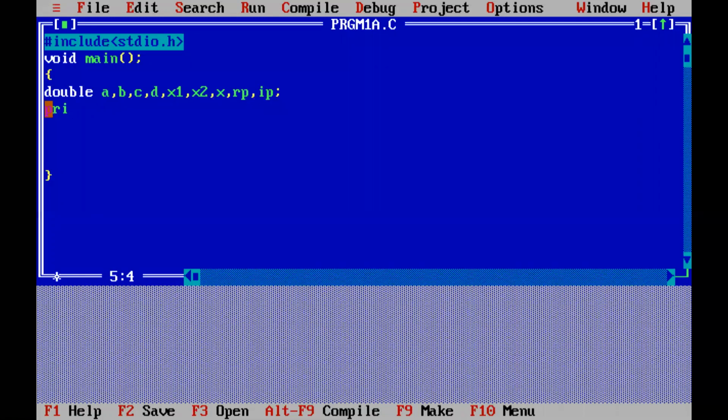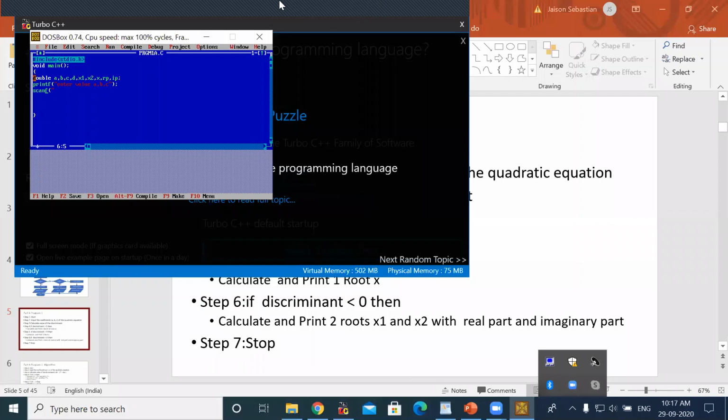We are going to ask the user to enter the values. If you want to accept them separately, you can. Otherwise, you can accept all the three values of a, b, and c in the same line. You should be careful while entering also, that is using scanf. When we are declaring the variable as double, what should be the format specifier? What should be the format specifier?